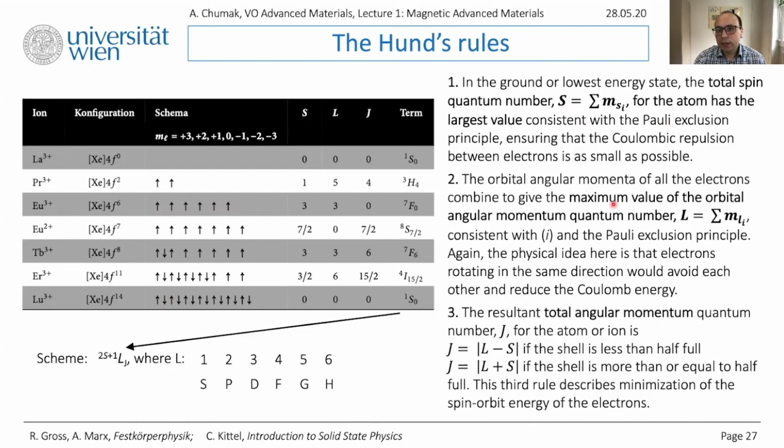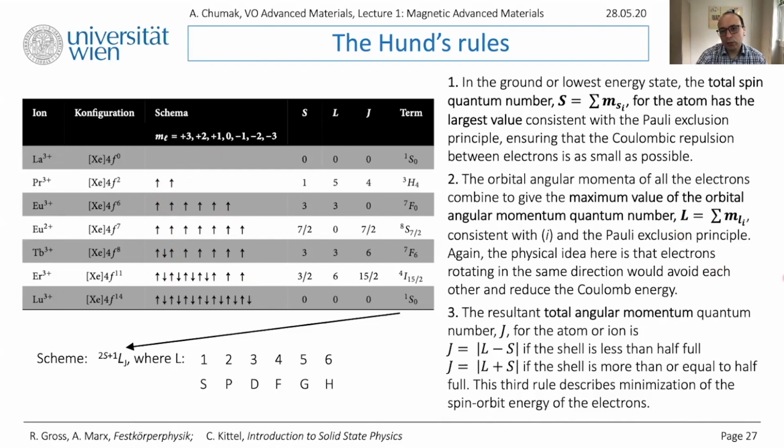Then the second rule tells us that we have to maximize the orbital angular momentum quantum number L, like it's shown here. And what does it mean? It means that you start putting electrons from +3, +2, +1, and so on. So you fill electrons again in such a configuration. And only after your shell is half filled, you start to put new electrons with opposite spin direction. And again, you start with the largest positive value of ml and go on.